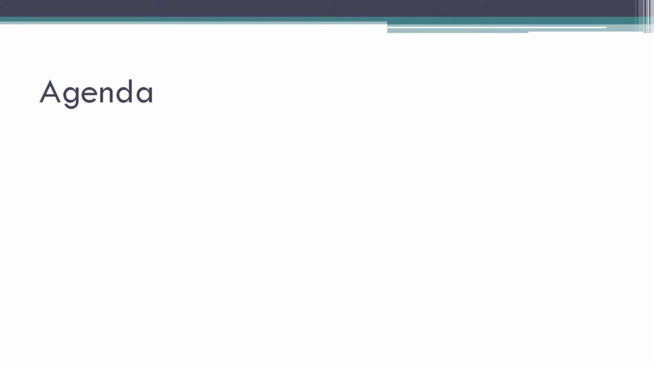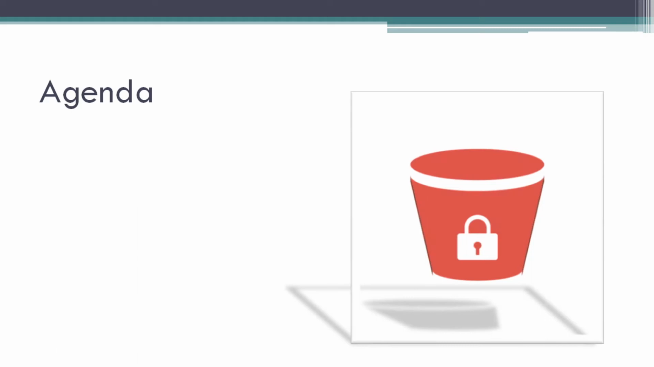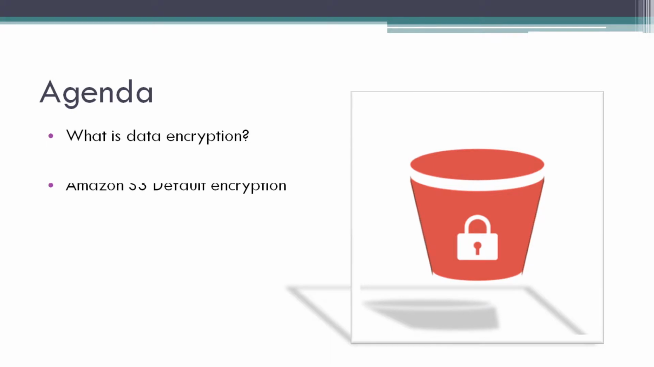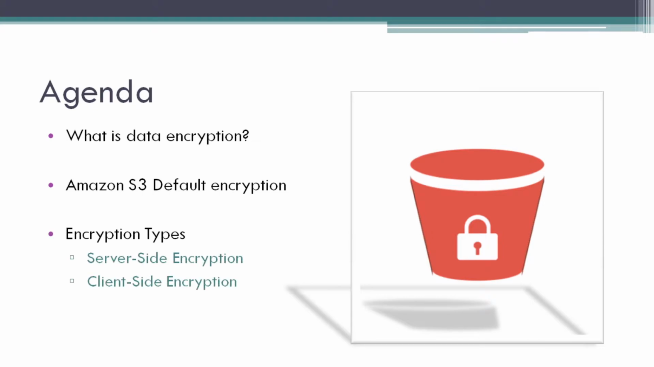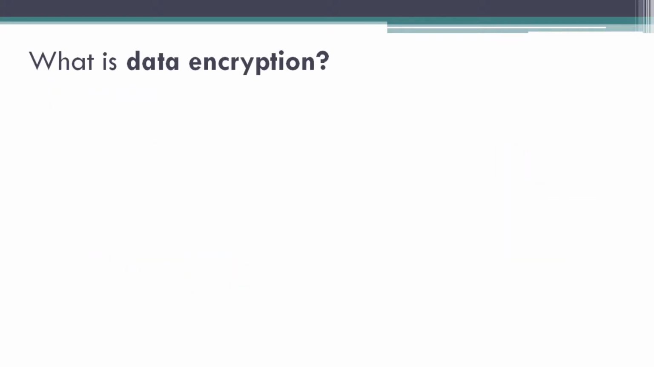So let's start. Let's see first what is the agenda. For this video, our aim is how we can make our S3 bucket secure. We will first see what is data encryption in general, and we will see Amazon S3 default encryption, which is nothing but the S3 property, default encryption. Then we will see encryption types like server-side encryption and client-side encryption. Let's start with what is data encryption.